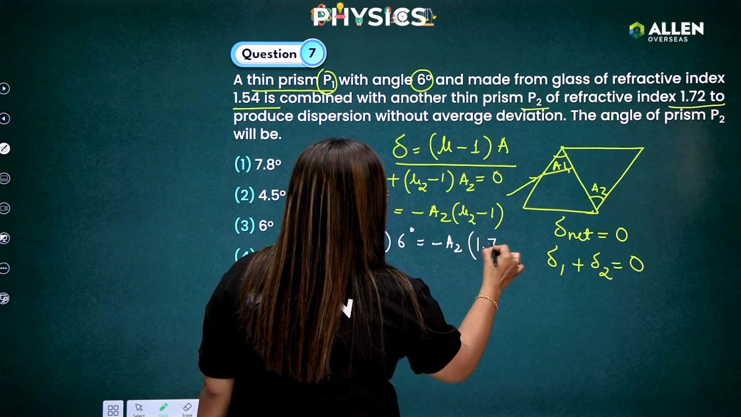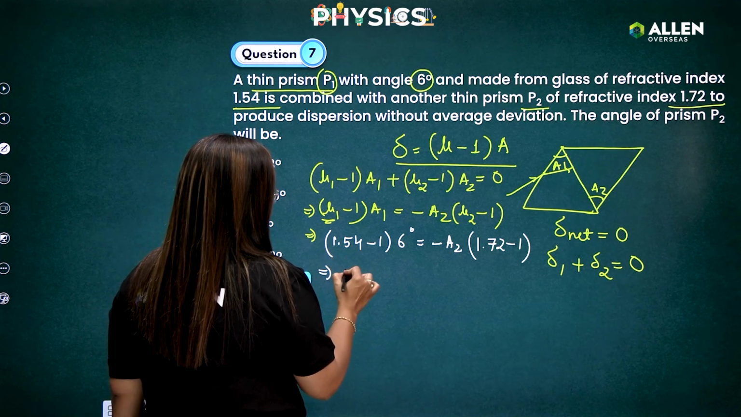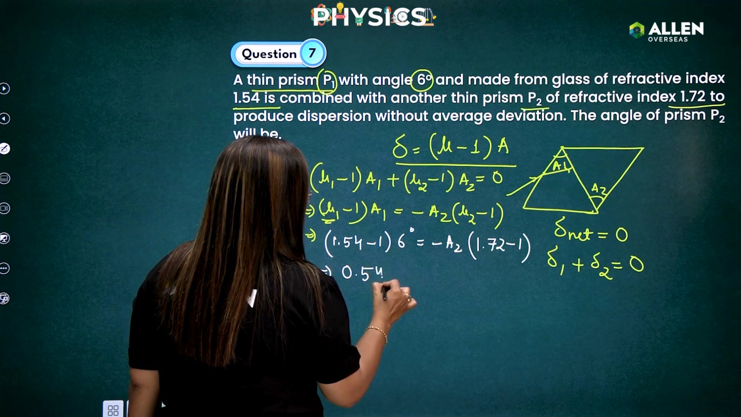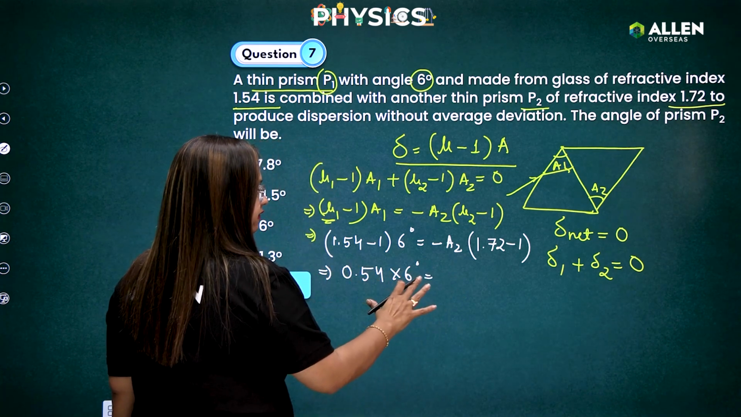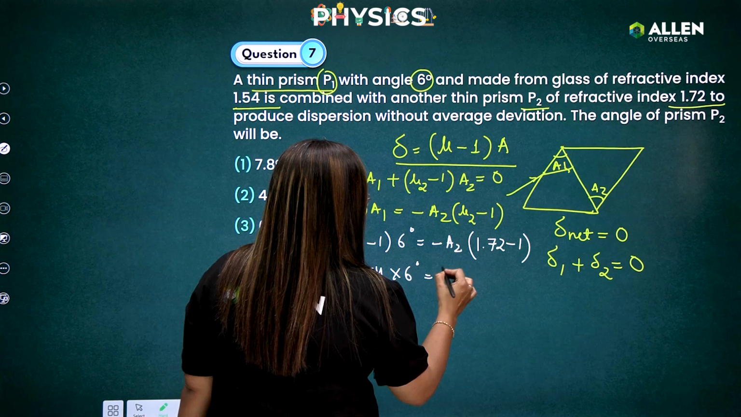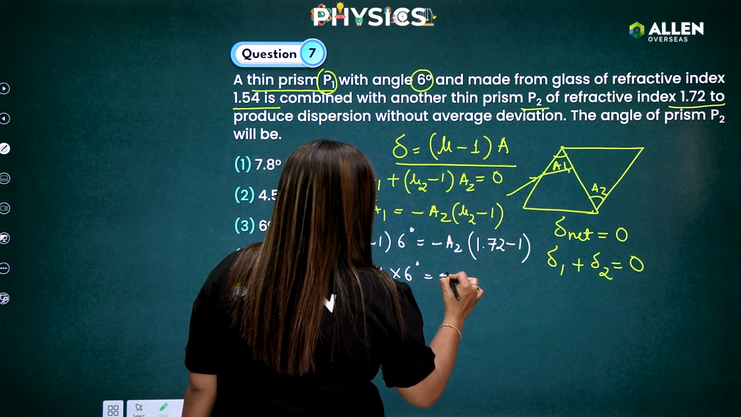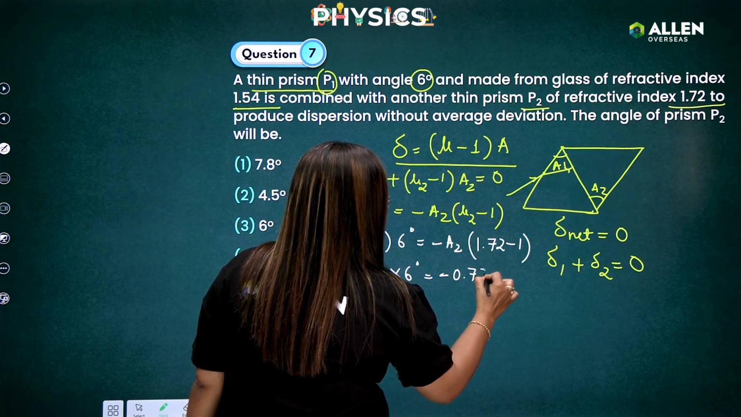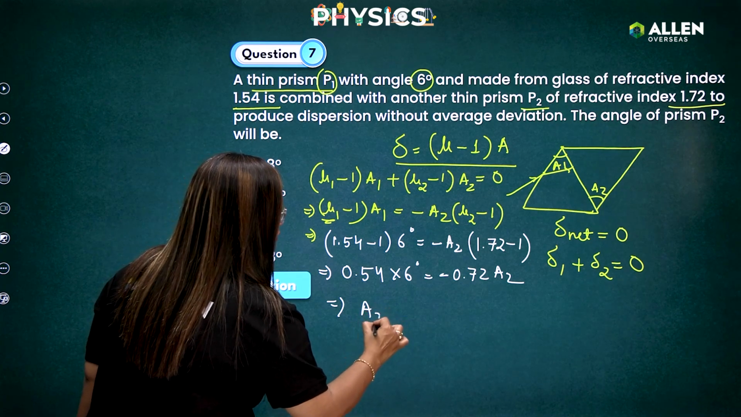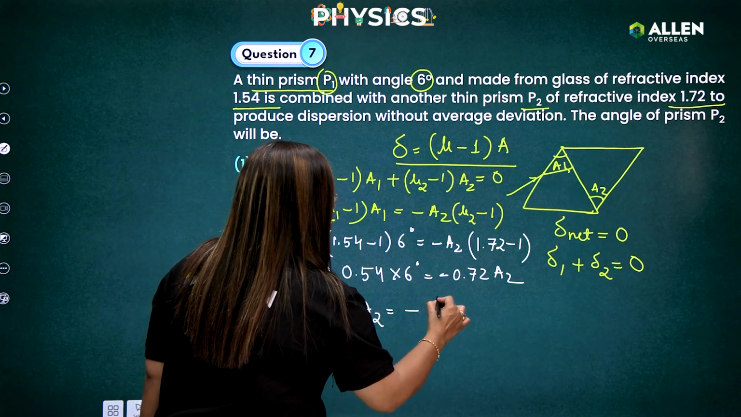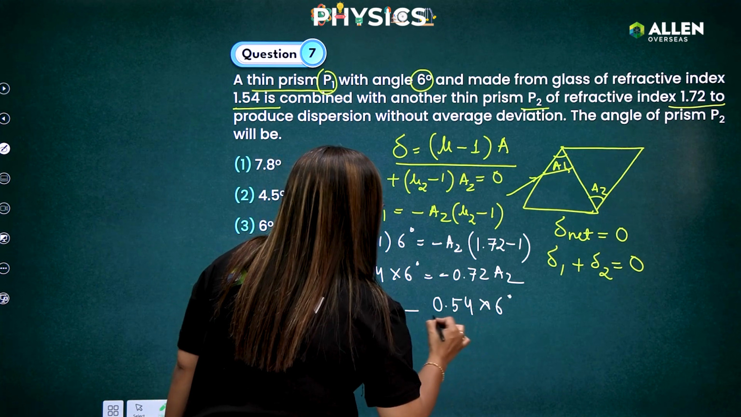This is 1.72 minus 1, so that implies 0.54 into 6 degree. I am just writing it down and not simplifying it because it will help you to do the calculation without any mistake. So this is minus 0.72 times A2. A2 will be equal to minus 0.54 into 6 degree divided by 0.72.